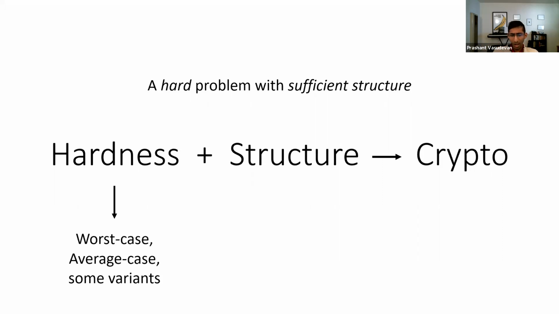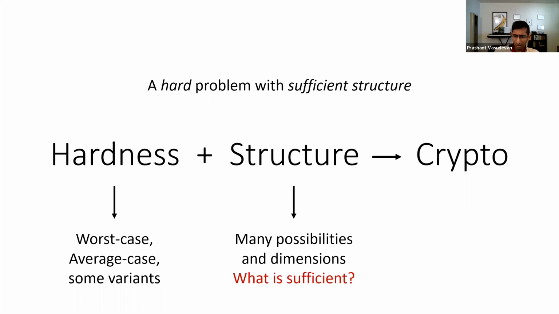And when I say hardness, it is somewhat clear what I mean. It can be worst case hardness, average case hardness. Maybe there are some other variants, but it's more or less clear what I mean. But what do I mean when I say structure? There are lots of different possibilities and lots of different dimensions for what I could mean. For example, we know all these group-based problems like DDH have this algebraic structure, and these lattice problems have this kind of geometric structure that we're able to use.